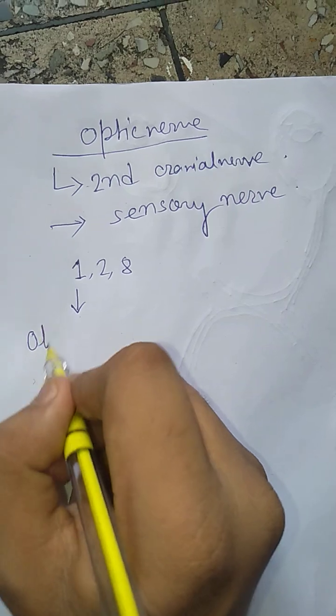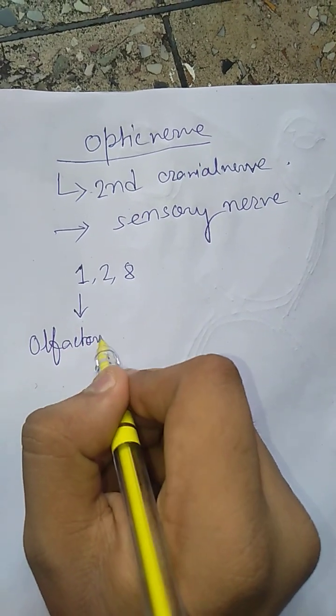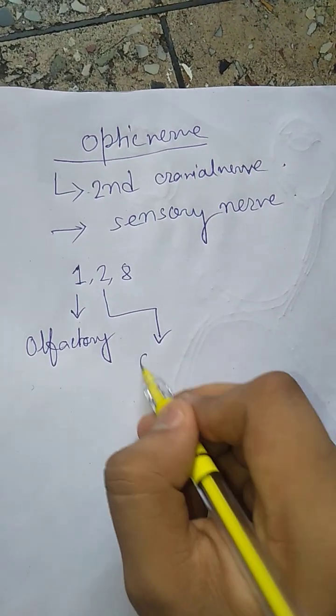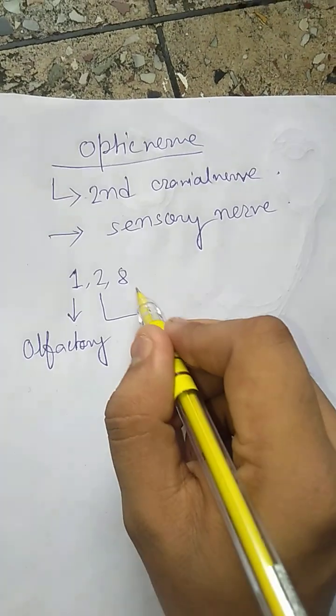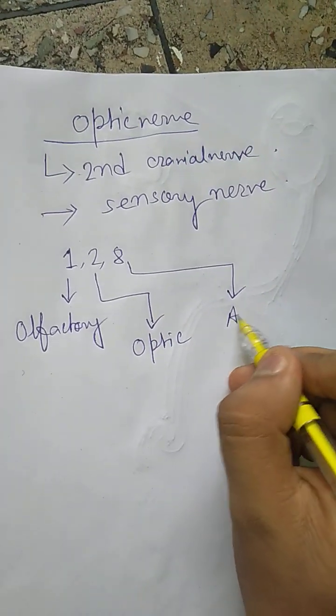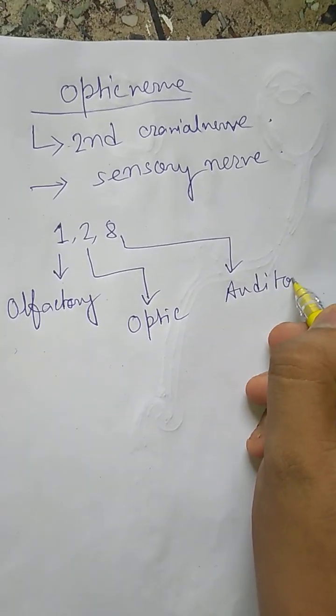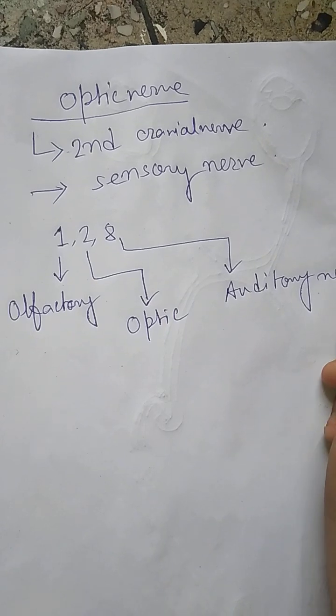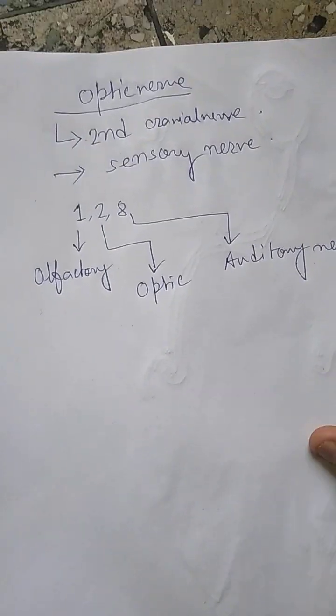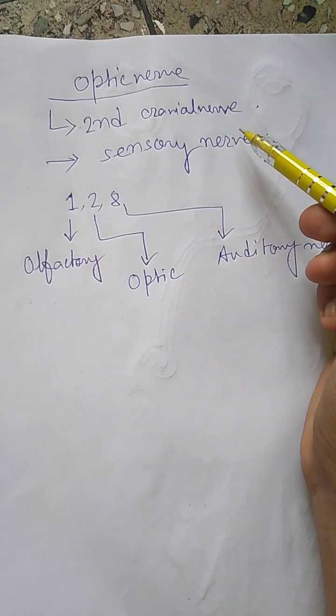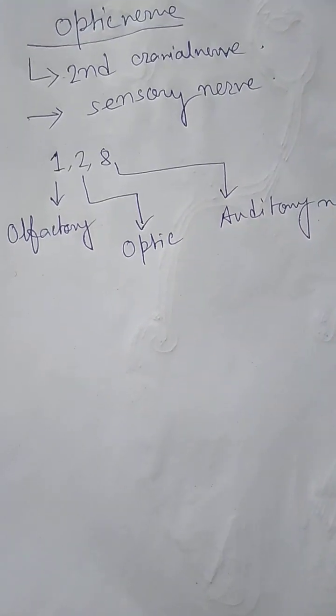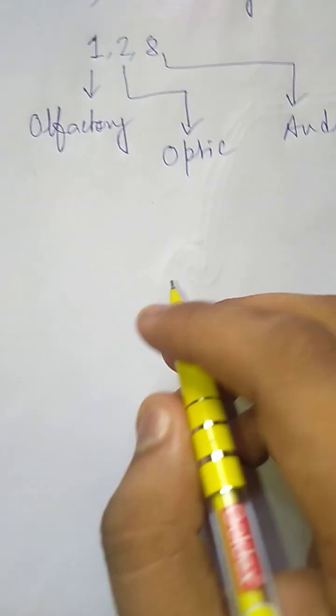1 is olfactory, 2 is optic and 8 is auditory. The optic nerve is the second cranial nerve and it is a sensory nerve. Okay, let's come.